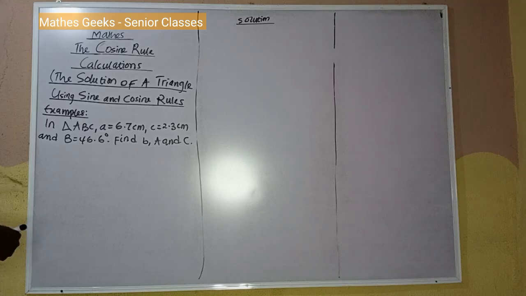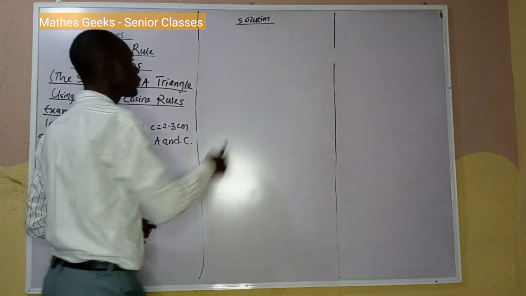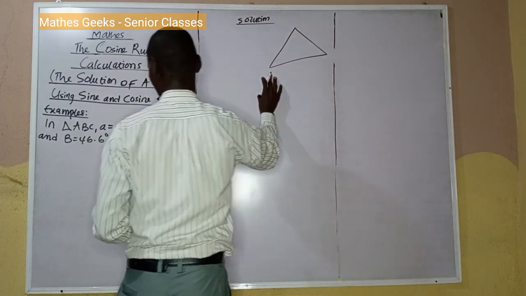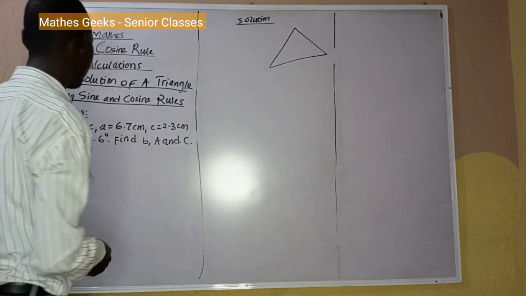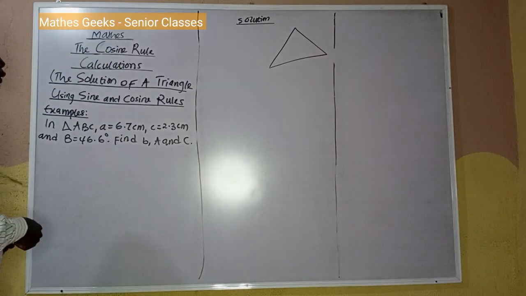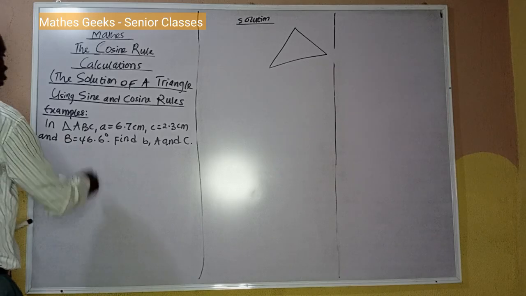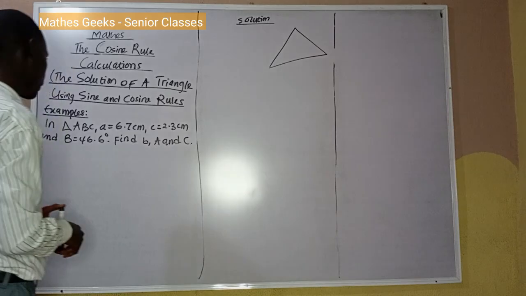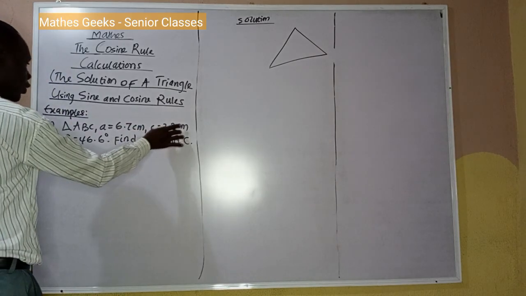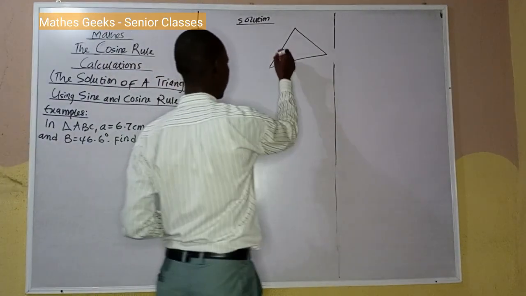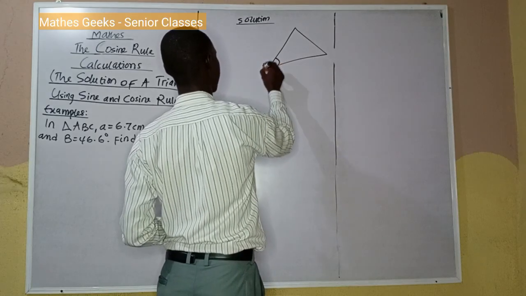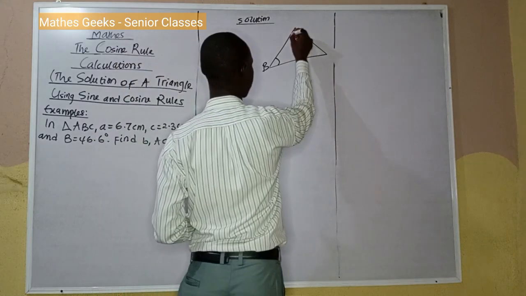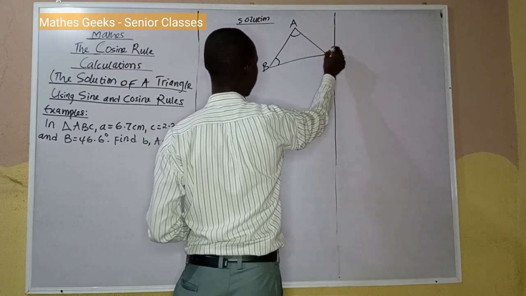The first thing we need to do is to sketch our diagram. We don't just put the letters; we read the question to know where to put our letters. Since B is 46.6 degrees, apparently B could be the smallest, but I'm seeing c is 2.3 centimeters. So let me just leave B here. I'm going to put B here. And I'm seeing a is 6.7, so this should be the longest side. So let me put A here and then C.